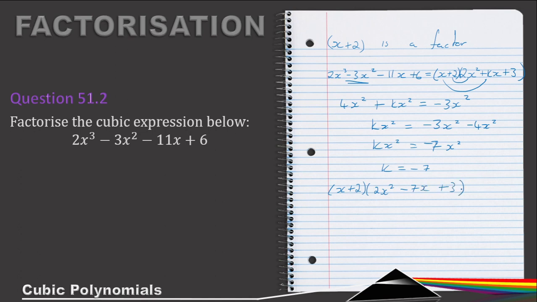Factorize this. 1 and 2, 1 and 3, 2 and 1, we want to get minus 7. So 2 times 3 is 6, 1 times 1 is 1, minus, minus. So this is going to be x plus 2, then 2x minus 1, and x minus 3. Right, then that is done.